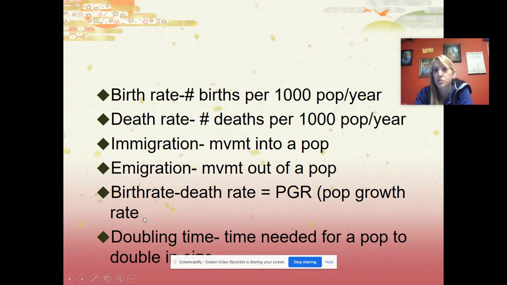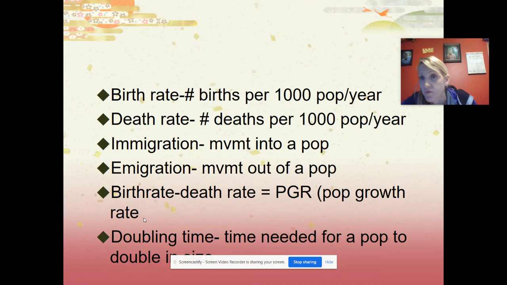Let's see. These are a bunch of terms. Birth rate is the number of births per thousand population per year. Death rate is the number of deaths. One way to figure out if the population is increasing is if the birth rate is higher than the death rate. And something else you have to take in mind is immigration. Immigration is movement into a population. Emigration is movement out of a population.